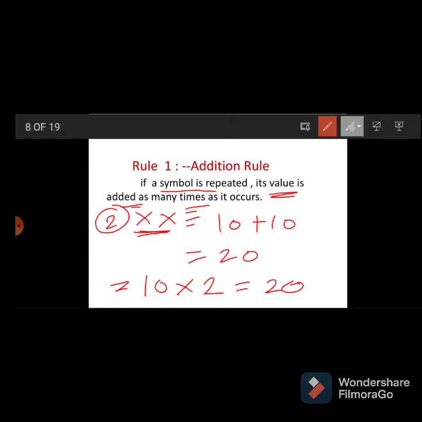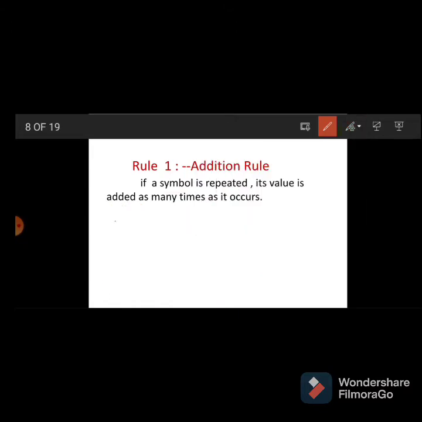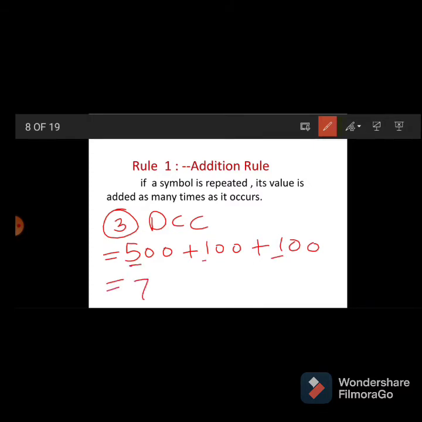See the third example. DCC. What is the value of D? 500, plus C means 100. Again one C is written, which means we add 100 once more. So 5 plus 1 plus 1 means 7, and with the zeros it is 700. DCC means 700.